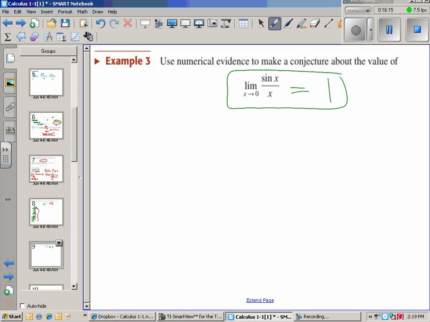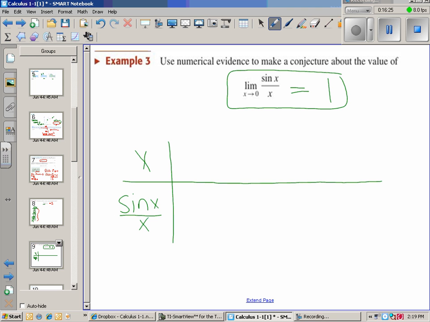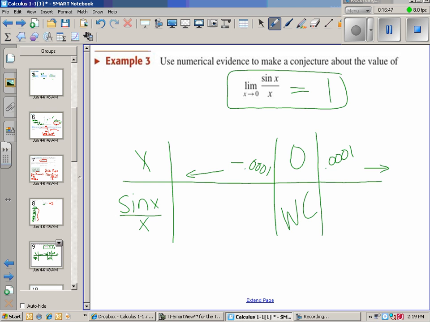And again, your evidence will include an XY table, in which case you would list out values. And remember, at 1, who cares, right? We're looking at what happens to f at 0. We're looking at what happens to this as we are slightly larger and slightly smaller, right? We want to see what's happening as we get super close to 0 without actually being 0.